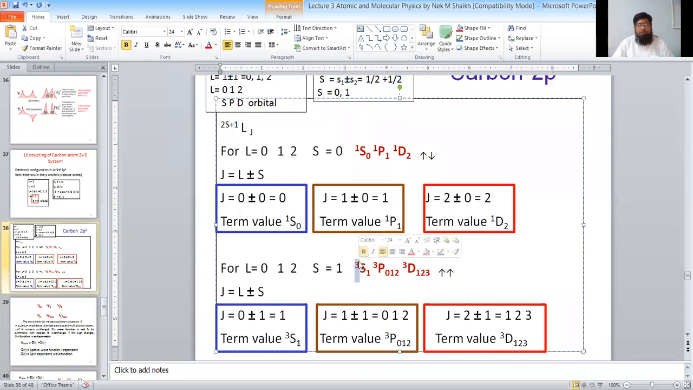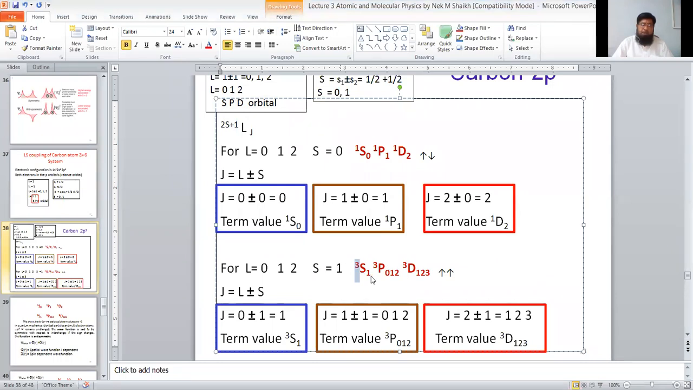So in general, if the spin is 0, it gives you the singlet. If the spin is 1, it gives you the triplet. If the spin is 1/2, it gives you the doublet. Here the spin is equal to 1, so therefore the multiplicity is 3.